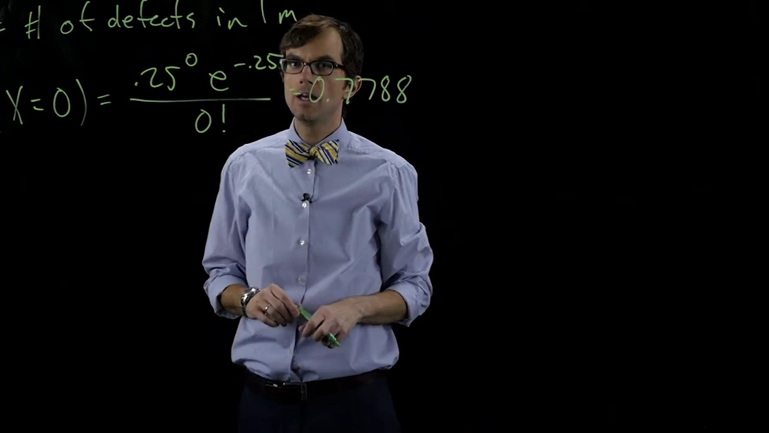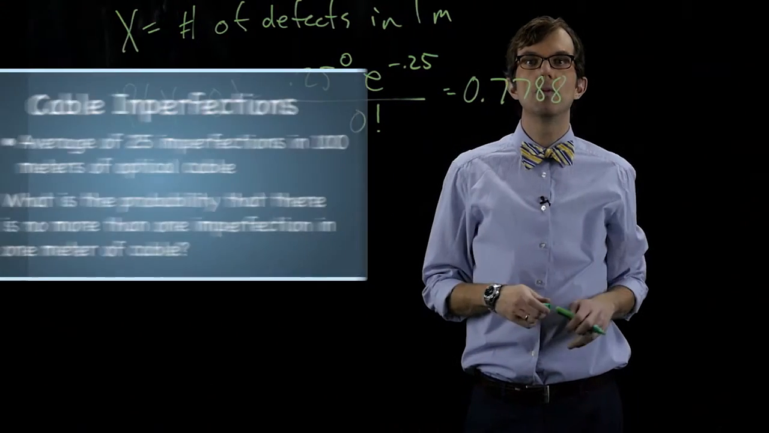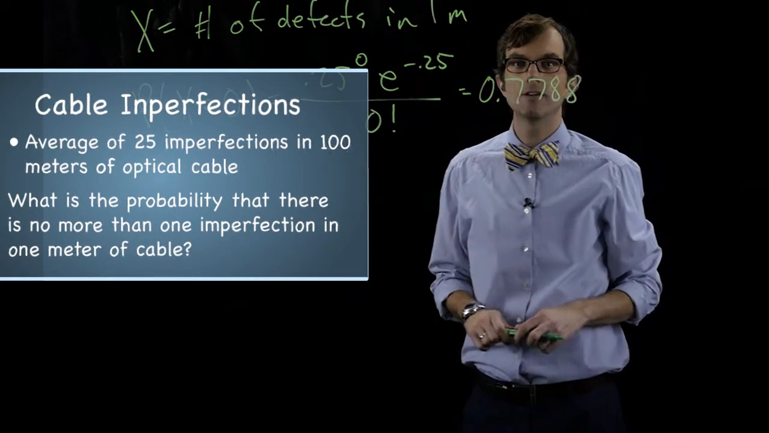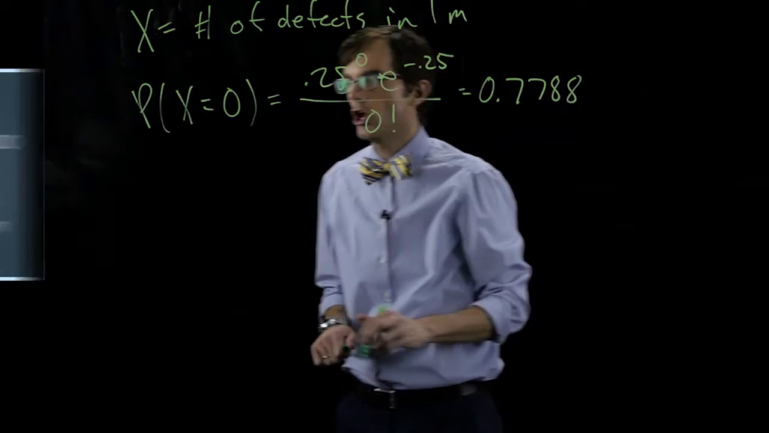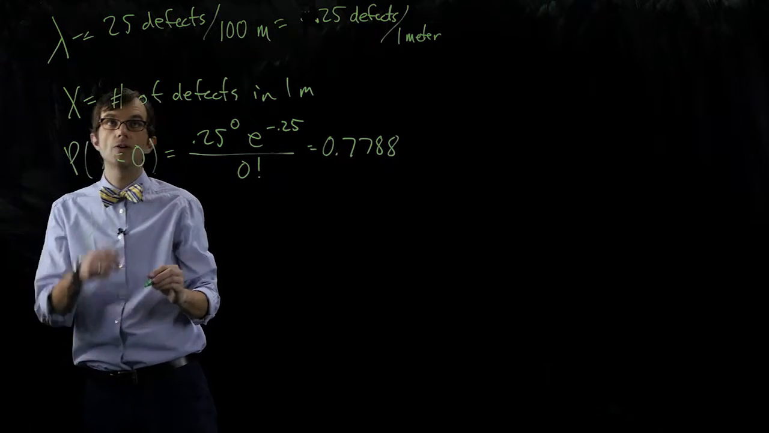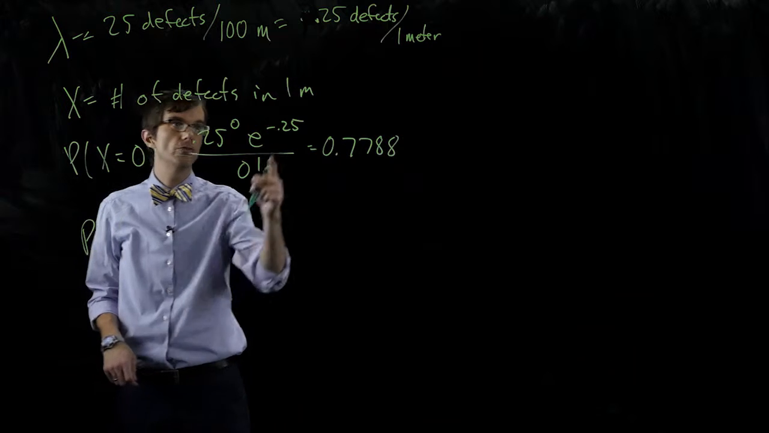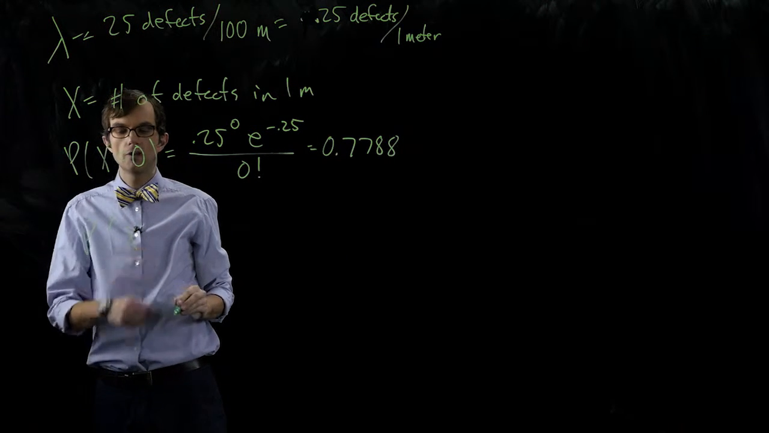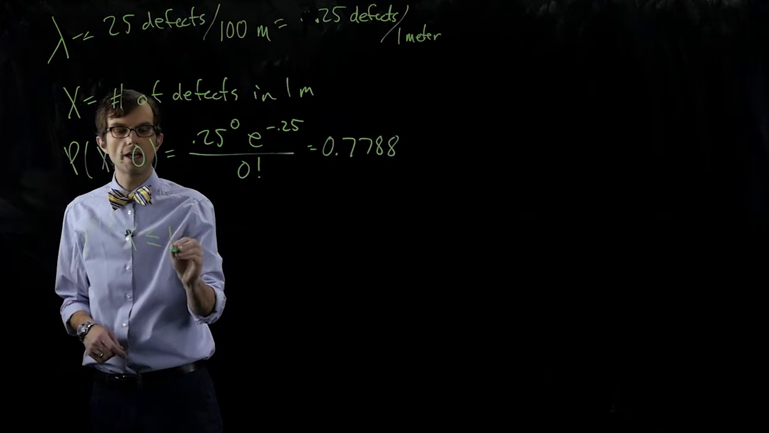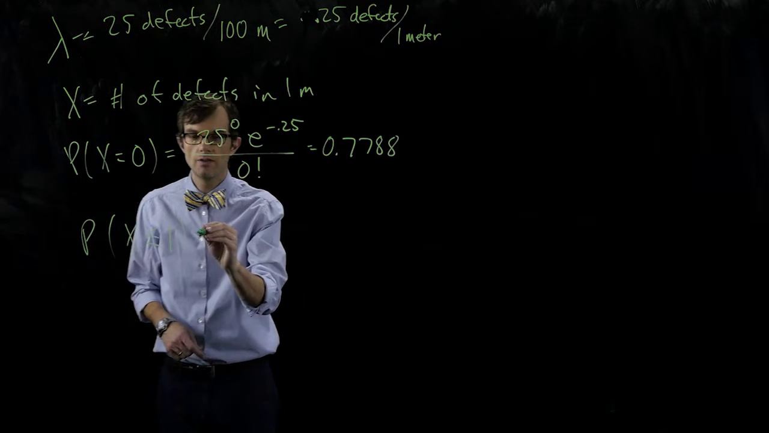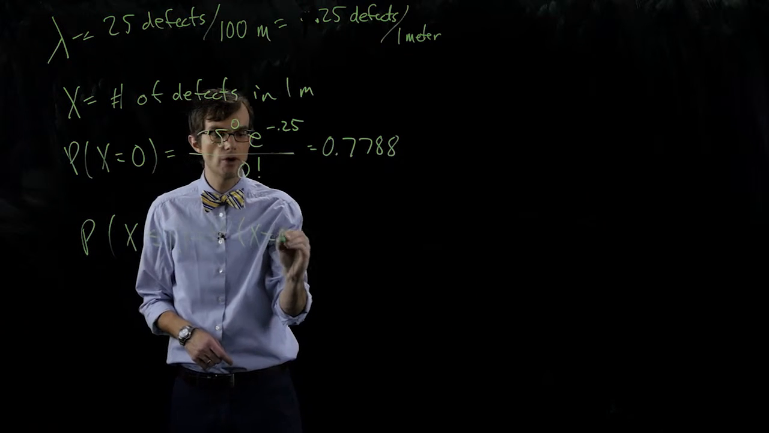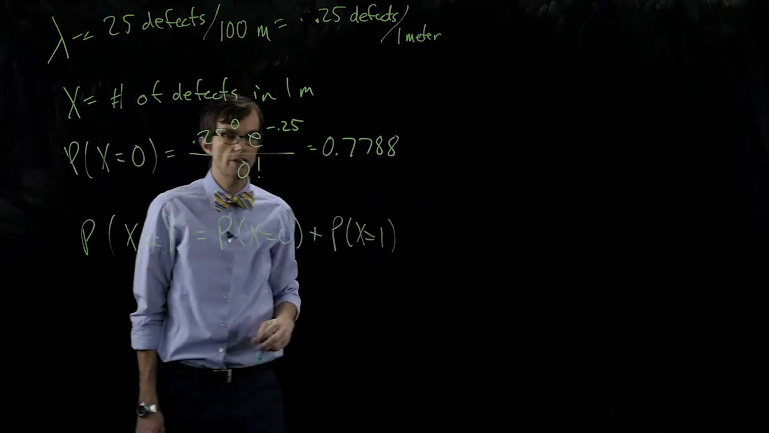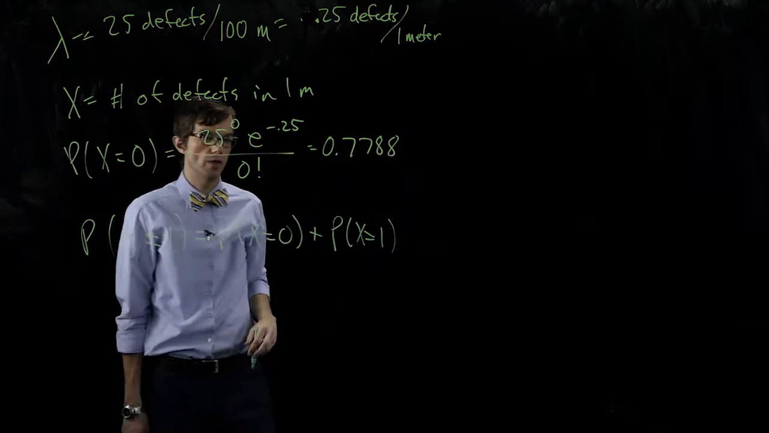Okay? Now, let's say we wanted to find what the probability is that there is no more than one imperfection, one defect in 1 meter of cable. Okay? No more than one. So we've got the same random variable. We still have the same interval, 1 meter. But now we want to know what's the probability that x is no more than 1. Okay? That is the probability that x equals 0, or the probability that x equals 1. Okay? That's the probability that x is less than or equal to 1.